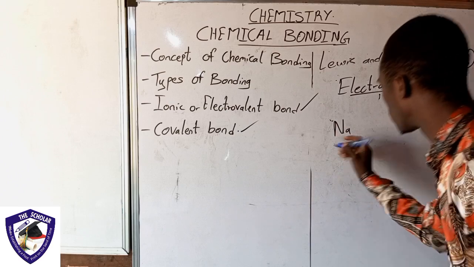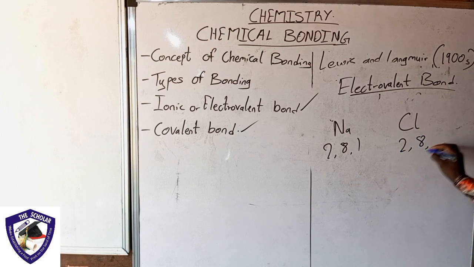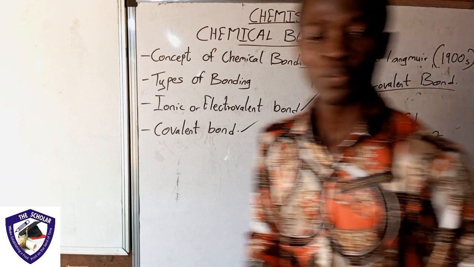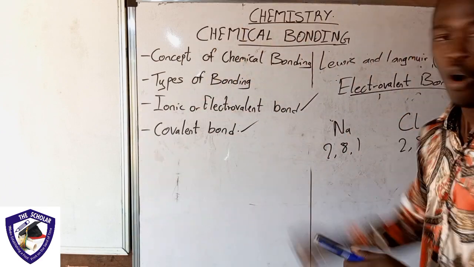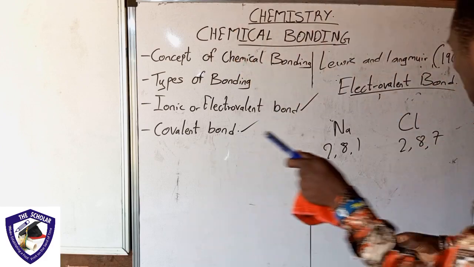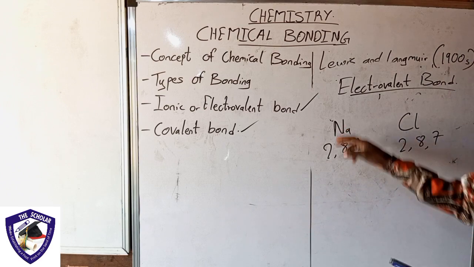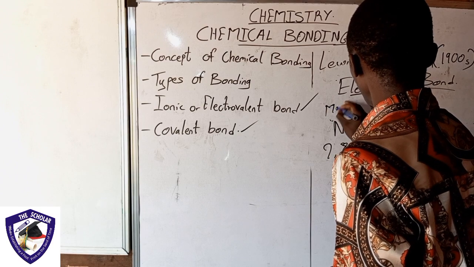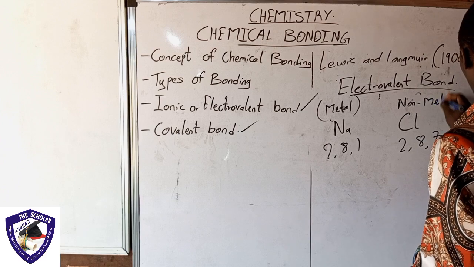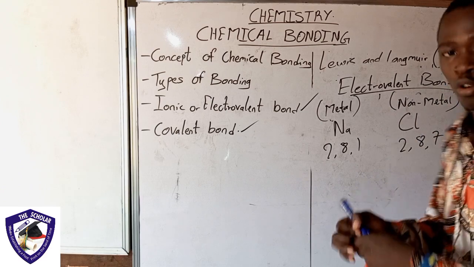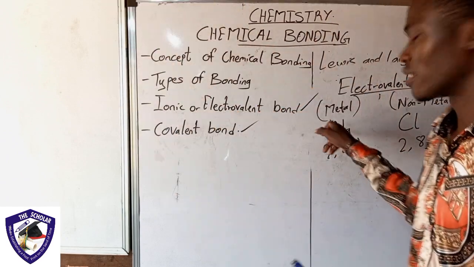Now, sodium, we have 2, 8, 1. Chlorine, we have 2, 8, 7. Now, the formation of electrovalent bond involves a transfer of electrons from the less electronegative elements. When we are talking about the less electronegative elements between these two, metals and non-metals, fluorine has a higher electronegativity than sodium.